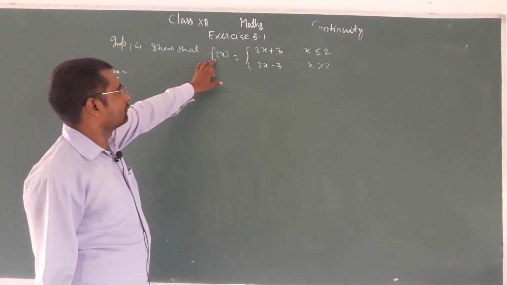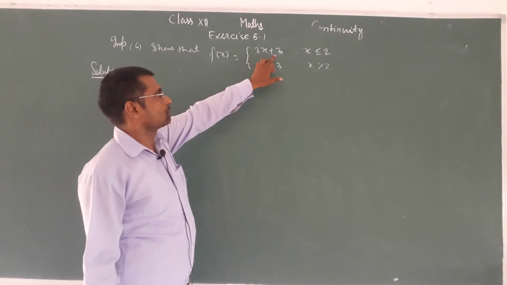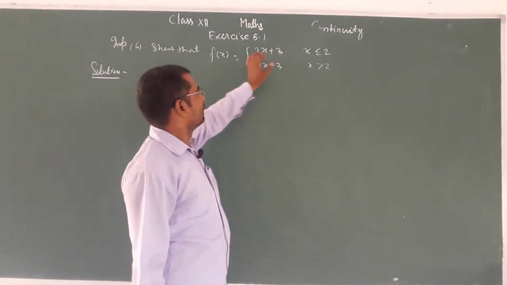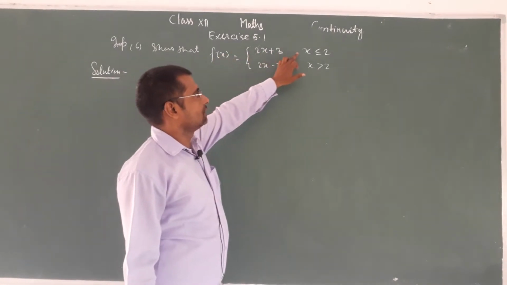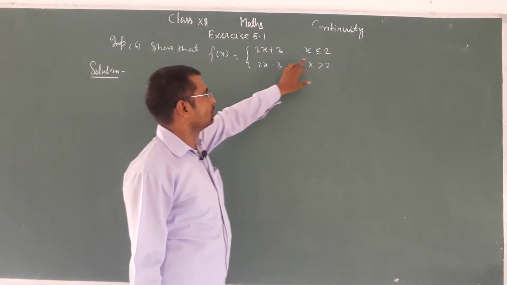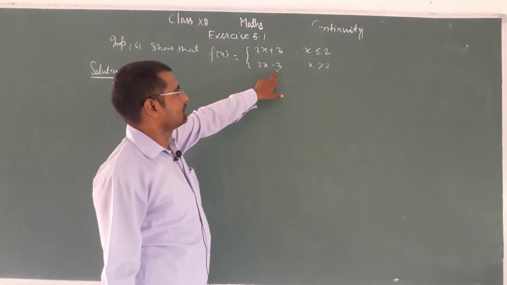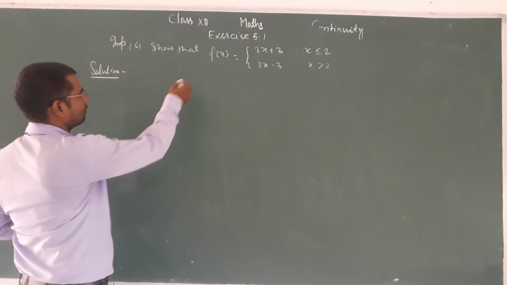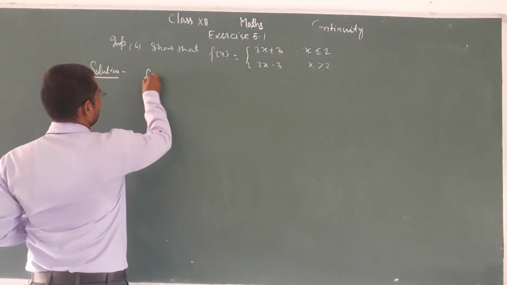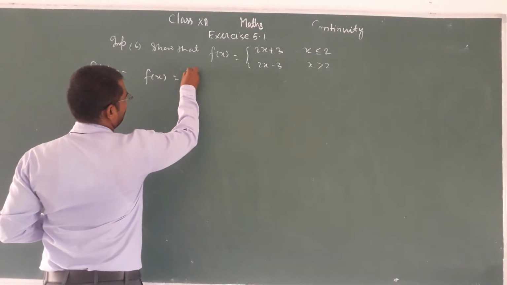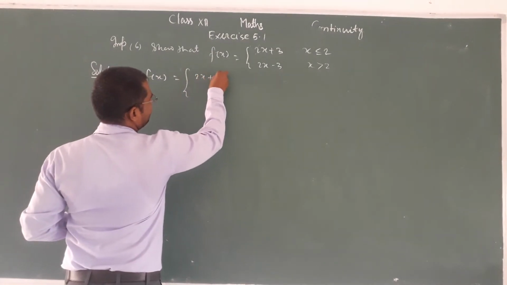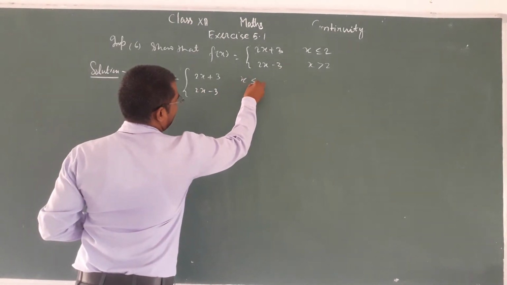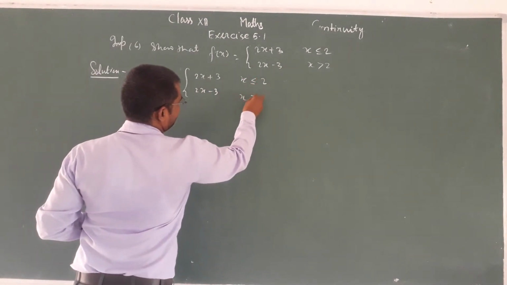So f(x) is equal to 2x plus 3 when x is less than or equal to 2, and 2x minus 3 when x is greater than 2. Now we can solve the given function f(x) equal to 2x plus 3, 2x minus 3, for x less than or equal to 2 and x greater than 2.